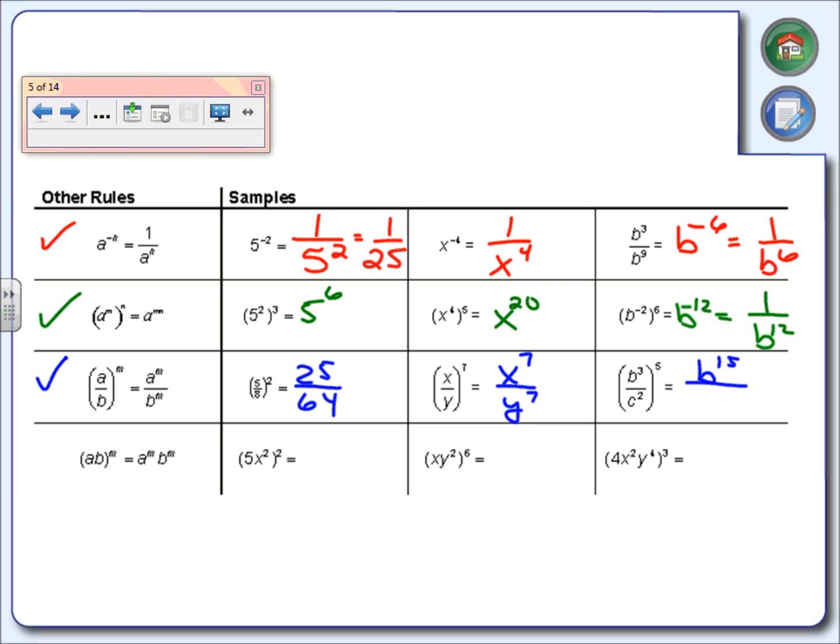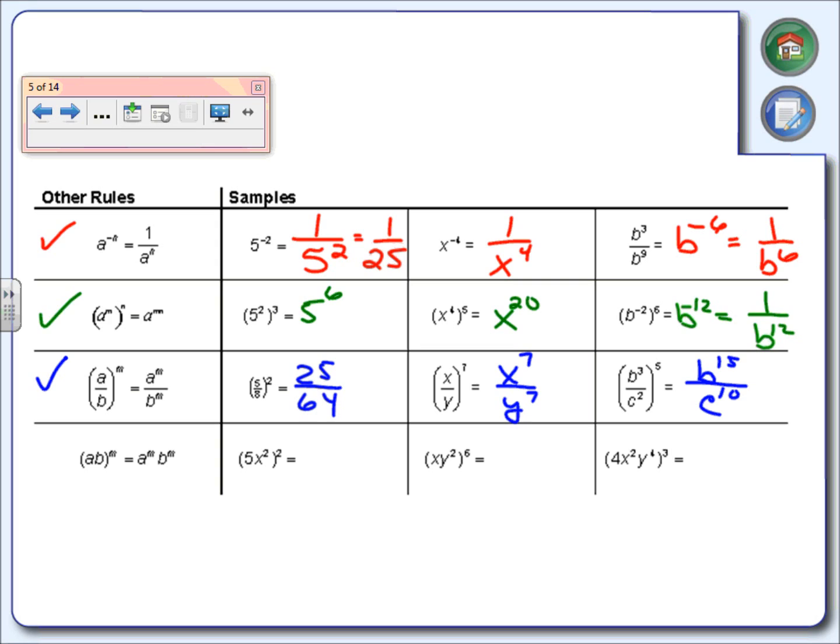Now I'm going to do the same thing in the denominator. I've got c squared, and that's going to go to the 5th power as well. So multiply those 2 exponents, and we get a 10. C to the 10th power. No negative exponents this time, so I'm good. I can stop right there.